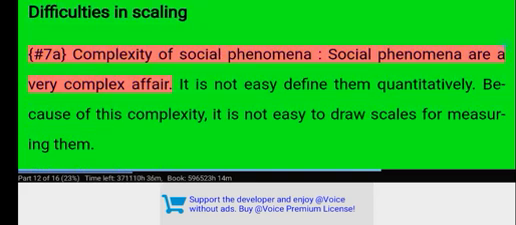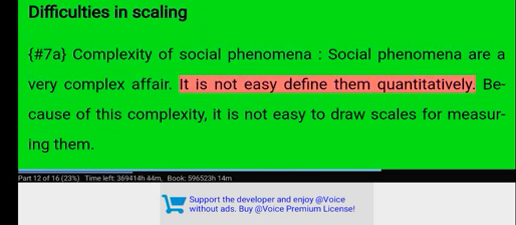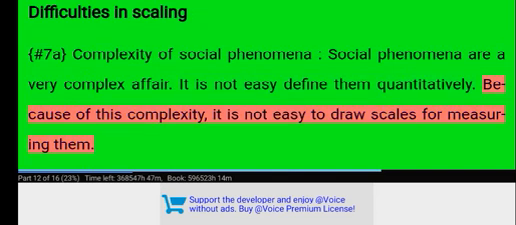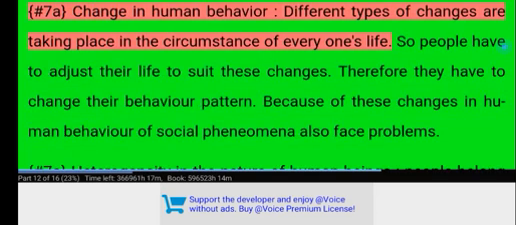Difficulties in scaling. 1. Complexity of social phenomena. Social phenomena are a very complex affair. It is not easy to find them quantitatively. Because of this complexity, it is not easy to draw scales for measuring them. 2. Change in human behavior. Different types of changes are taking place in the circumstances of everyone's life.